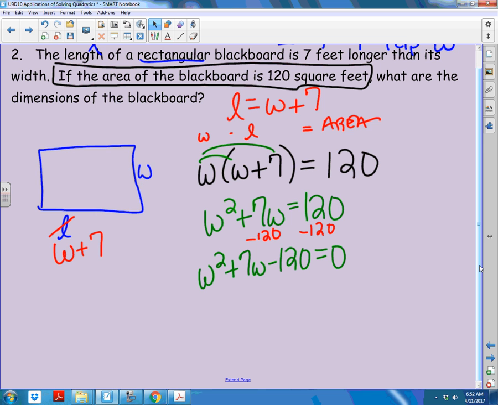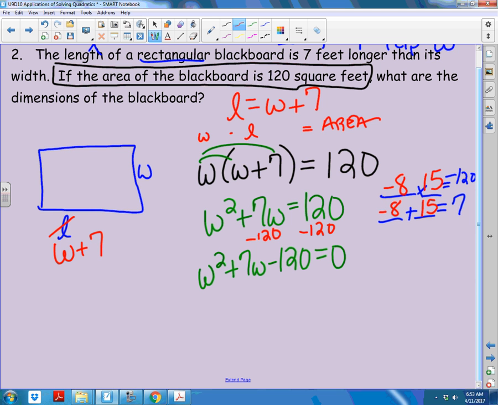Again, we're looking for factors. We're looking for two numbers that when multiplied together get you negative 120, and when added together get you positive 7. We find 15 and 8. Because the sum is positive, we'll give 8 the negative, so we end up with these, which gives us W squared minus 8W plus 15W minus 120 equals 0.